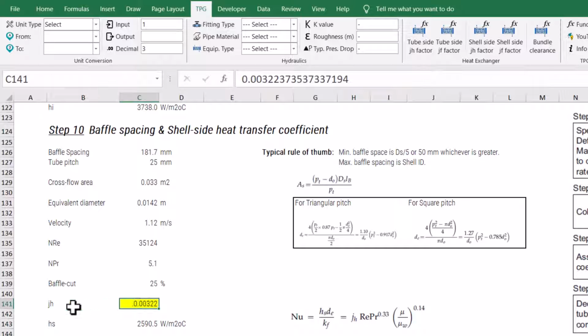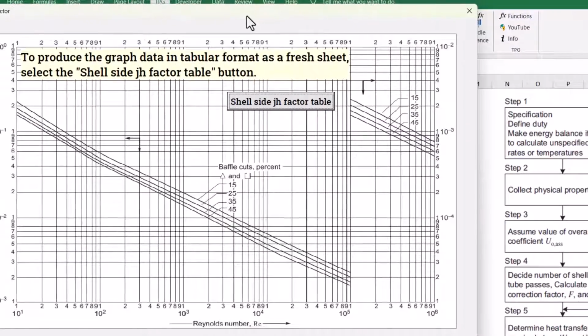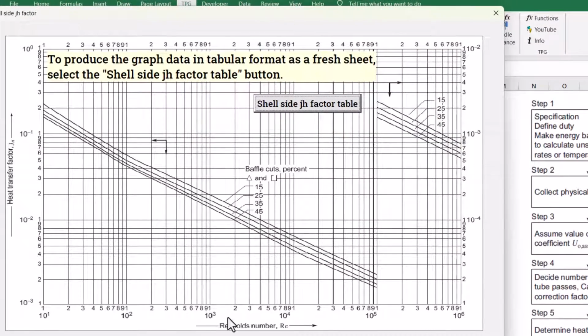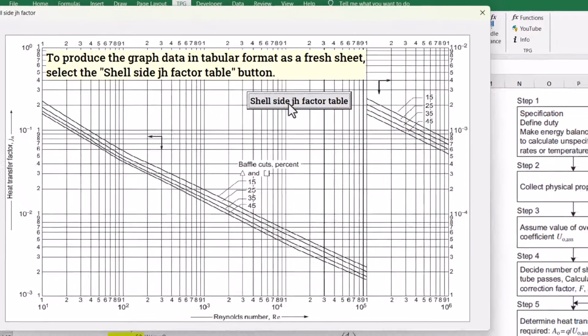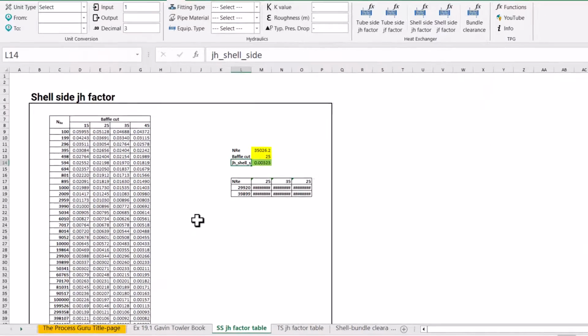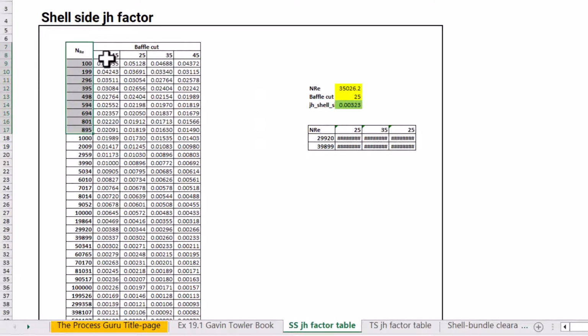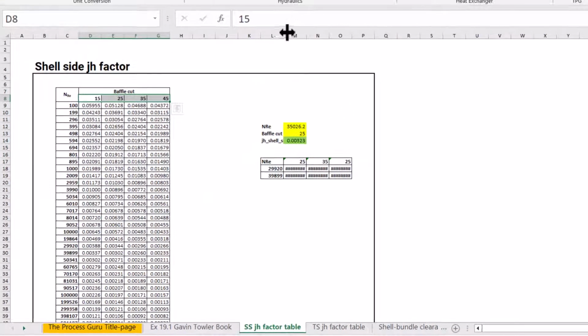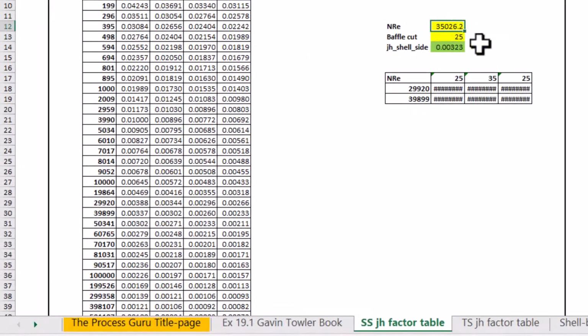So let me show you the JH factor for the shell side. Shell side JH factor. So we need to read this graph, where we need to have the Reynolds number, and we also need the baffle cut, and based on that, we have to estimate what JH factor value we should take. But we will just use the tabular format. I'm just clicking this, so a dedicated table is generated. Here Reynolds numbers are there, then baffle cuts are there, and a very similar input table is there, so we need to plug in the Reynolds number and baffle cut, and JH shell side would be calculated.